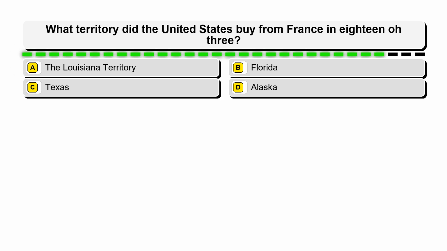Question 46. What territory did the United States buy from France in 1803? Option A, the Louisiana Territory. Option B, Florida. Option C, Texas. Option D, Alaska.